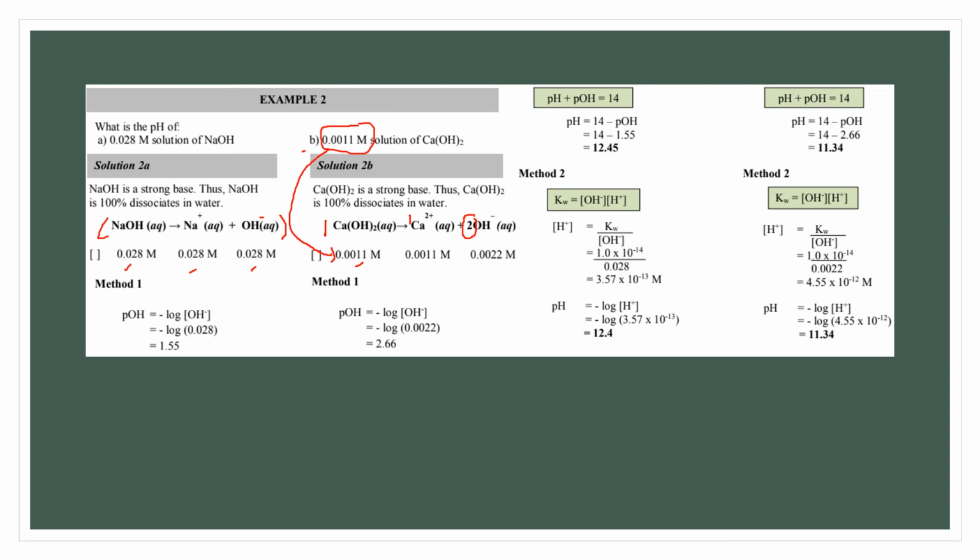Tapi, for the concentration of the OH minus, every 1 mole of the reactant akan produce 2 mole of the OH minus. Sebab tu value kat sini akan kena darab dengan 2. So, value dia lain kat sini. Itu bezanya antara yang example A ni dengan juga yang B. Okay, next step sama juga. Calculate the POH. Substitute, substitute, substitute, substitute.